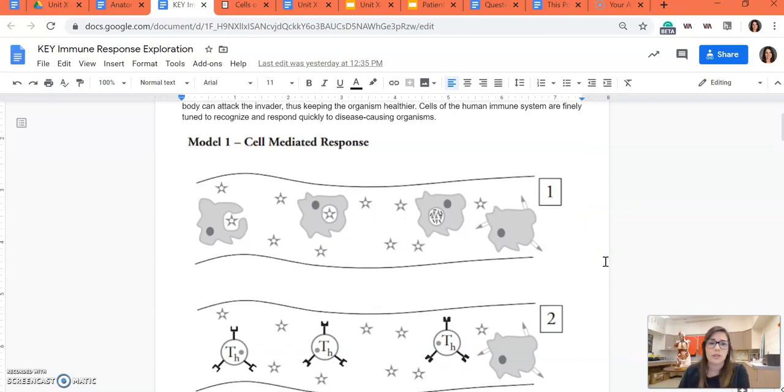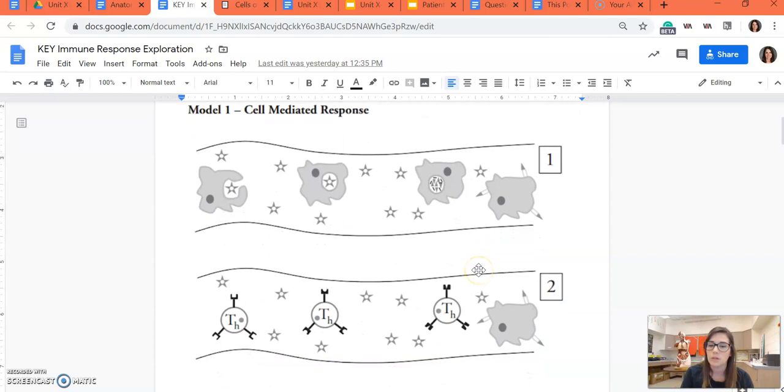All right, so the first model showing the cell-mediated response, let me review this. The little stars, these are pathogens, so this could be a virus. These guys right here, this is a macrophage, which uses phagocytosis to consume the parasite, or the virus, the pathogen. And then it breaks down the pathogen, which is shown right here. And then it takes the pathogen and makes little antigens, which are these spike-looking things right here, and they present them on the outside of their cells.